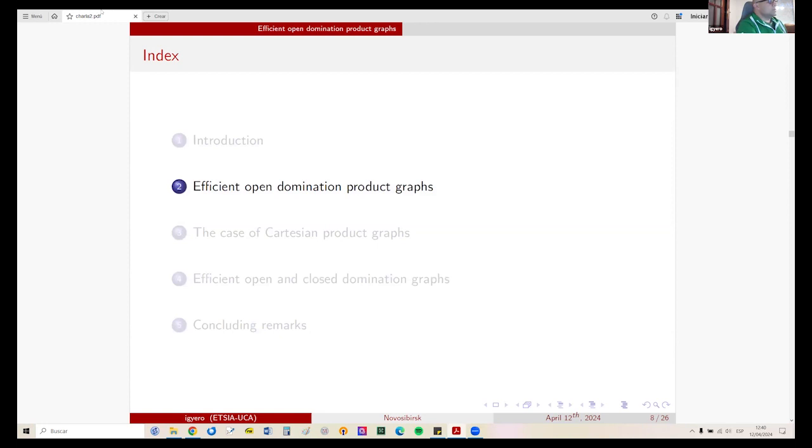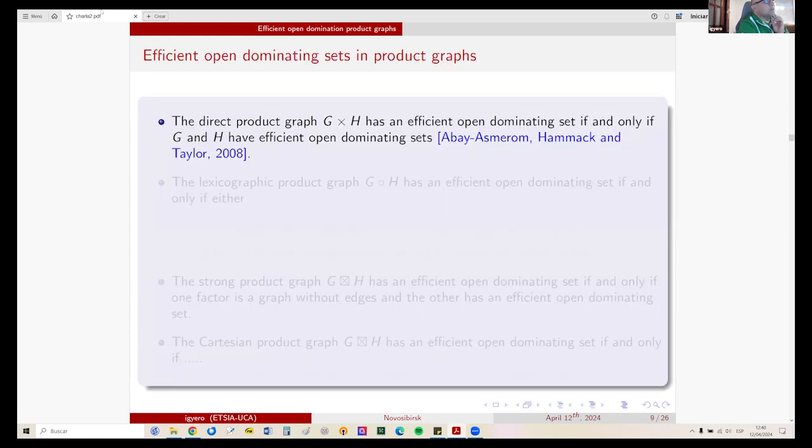Yeah. So in particular, we were considering the efficient open domination in the product of graphs, because the efficient closed domination is more studied, so we considered more the efficient open. Even so, there were already some studies. For instance, the direct product of two graphs G and H has an efficient open dominating set if and only if both G and H have an efficient open dominating set. This is a result by Hammer and Esmeralda, 2008.